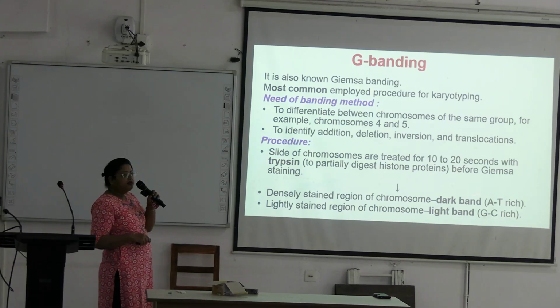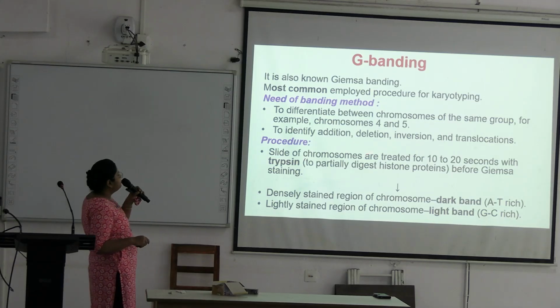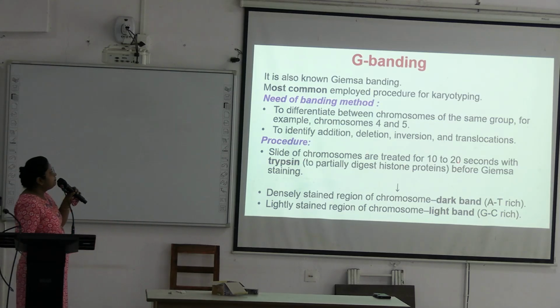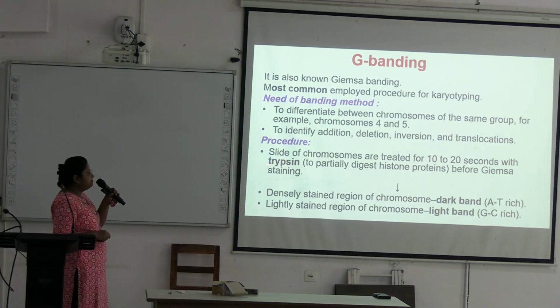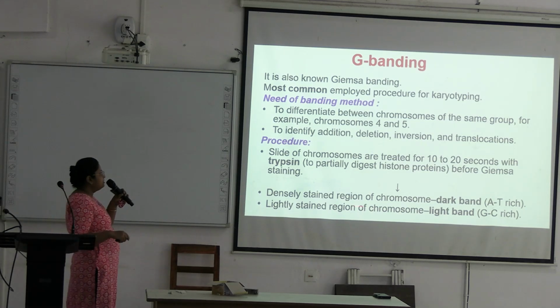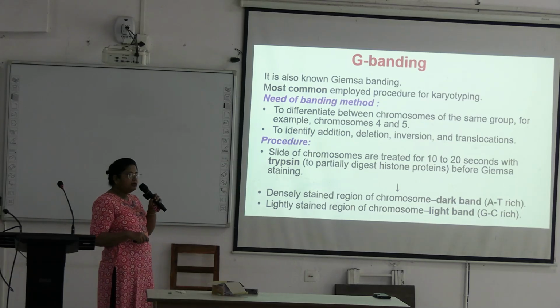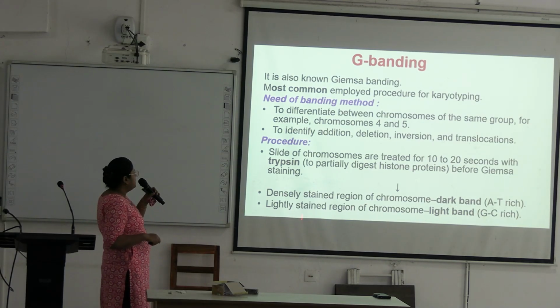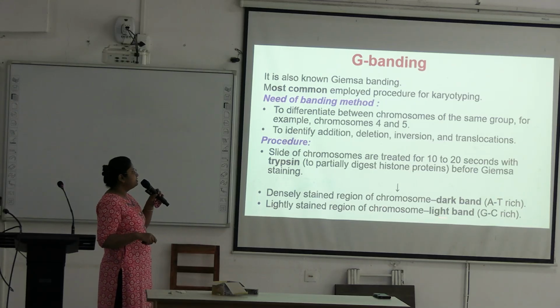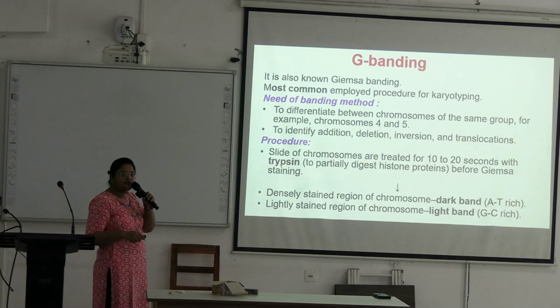What is the procedure of G banding? Slides of chromosomes are treated for 10 to 20 seconds with trypsin. Trypsin is used to partially digest the histone proteins before the Giemsa staining. The densely stained region of the chromosome is known as the dark band, which is adenine and thymine rich, AT rich, and the lightly stained region of the chromosome is called the light band, which is guanine and cytosine rich, GC rich.